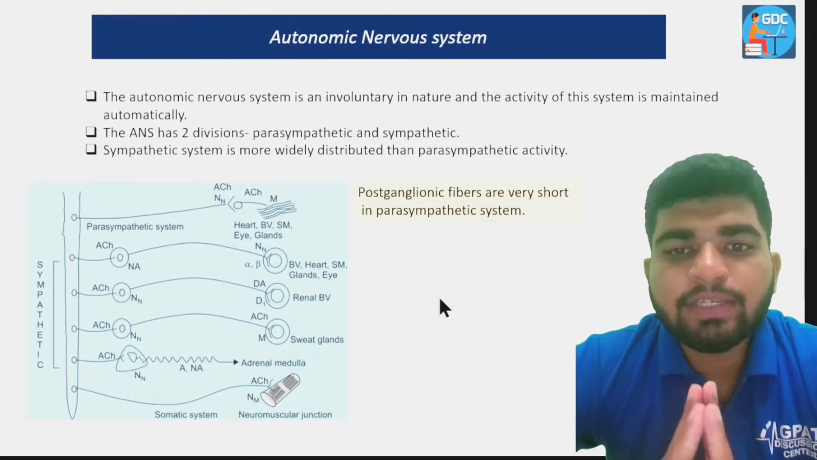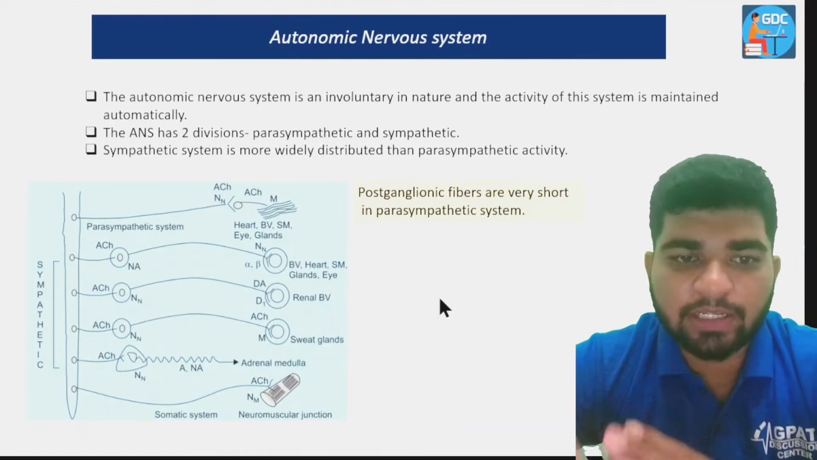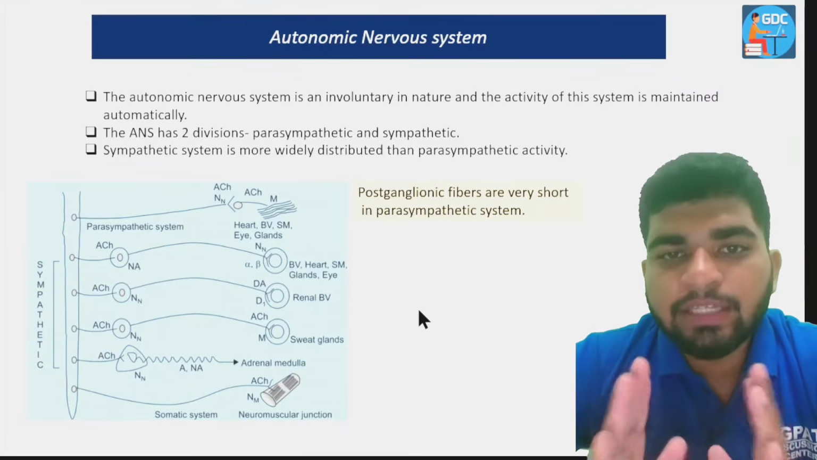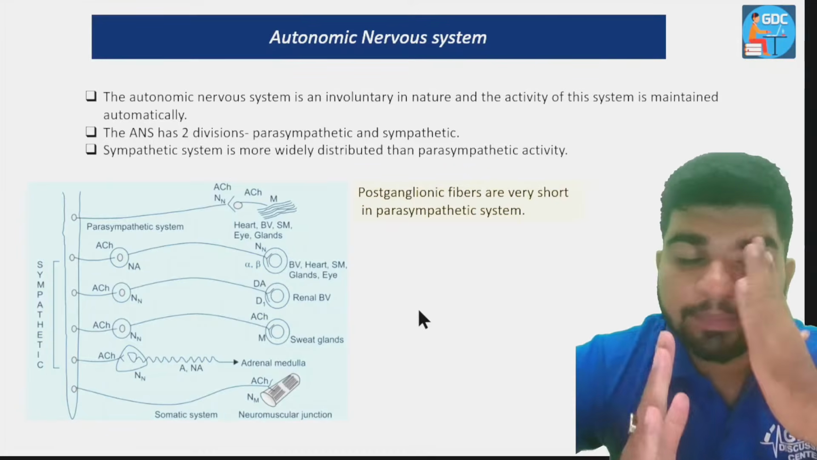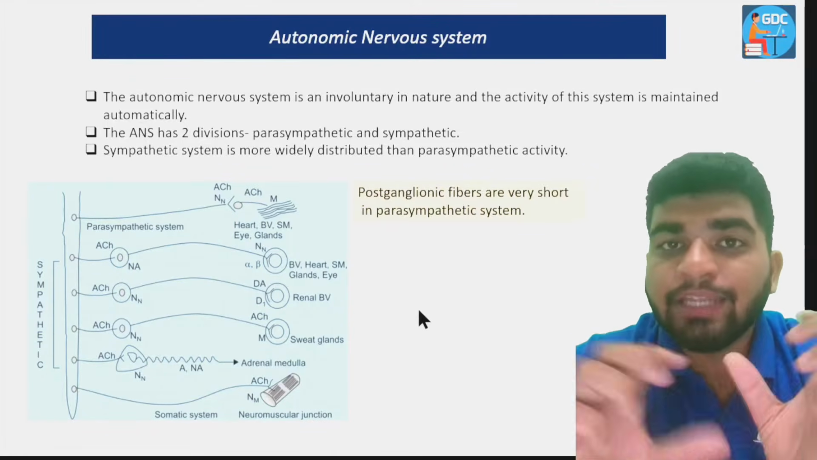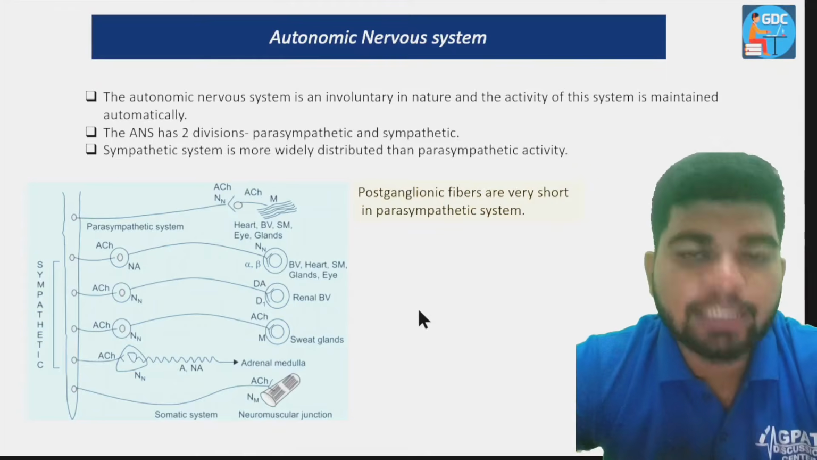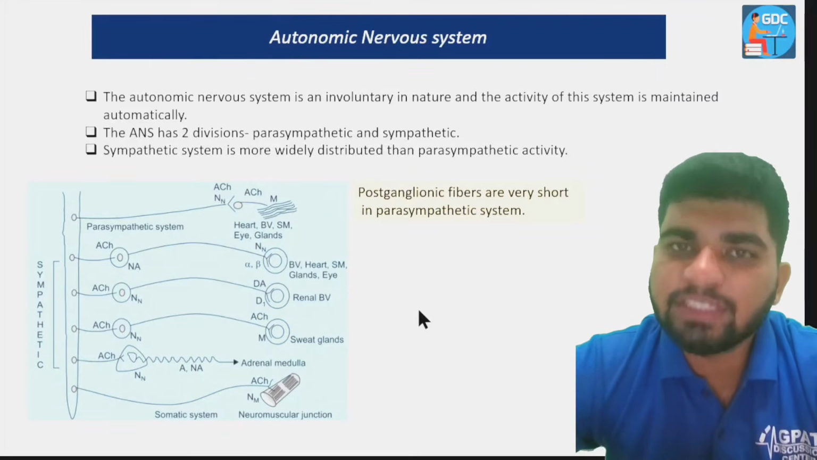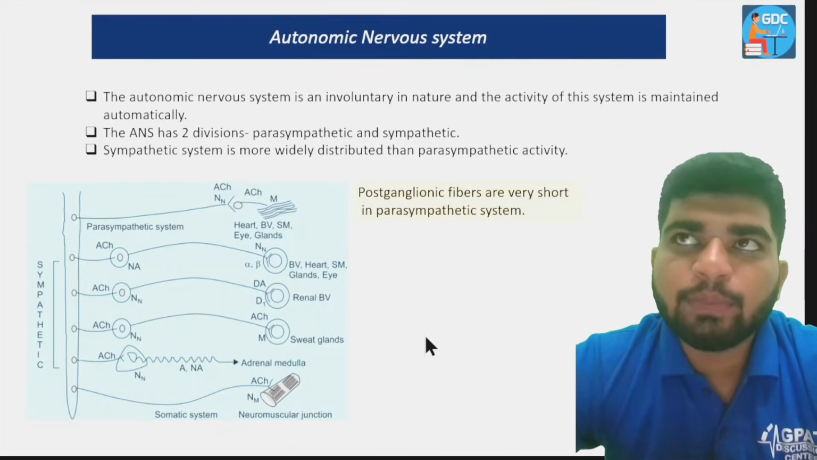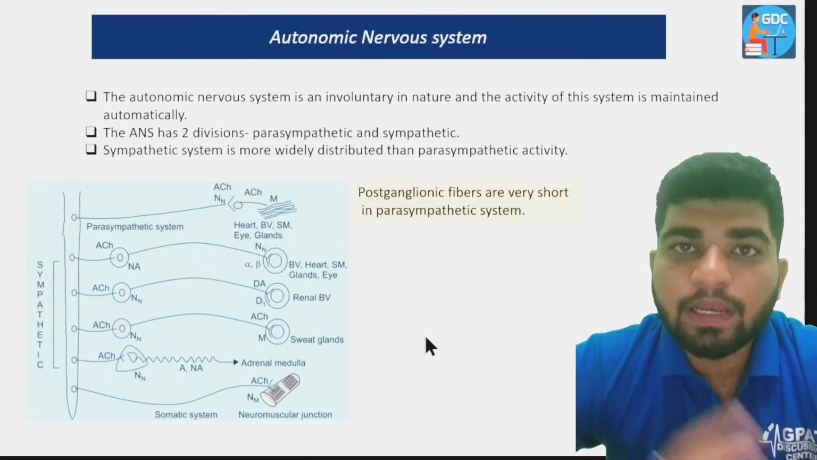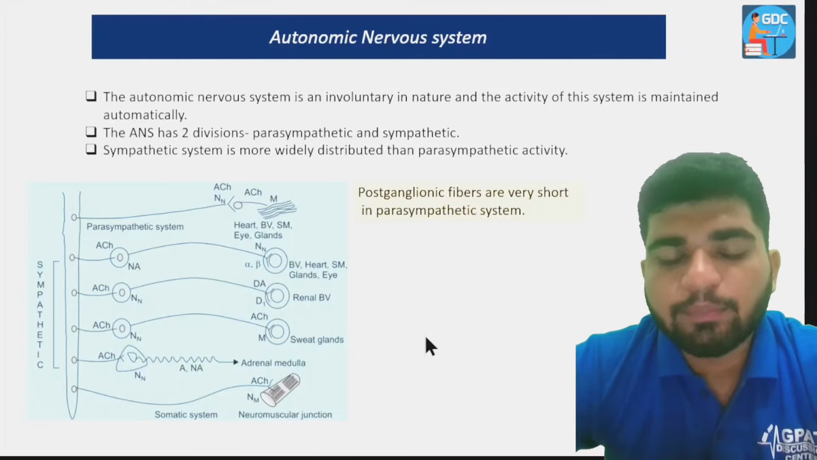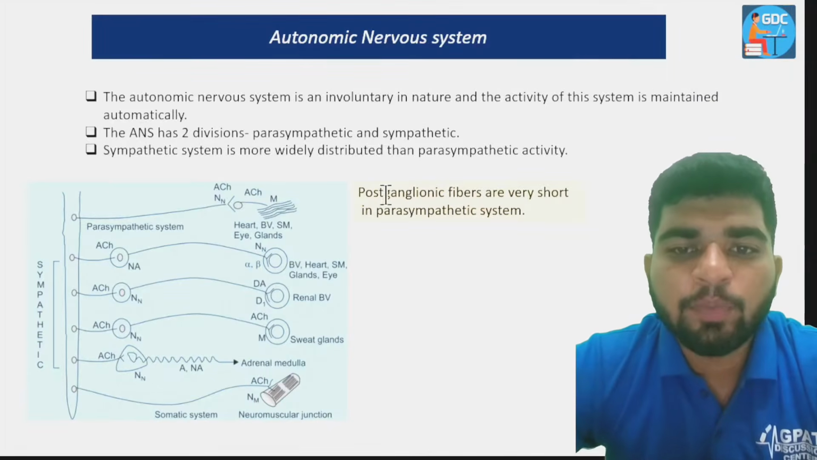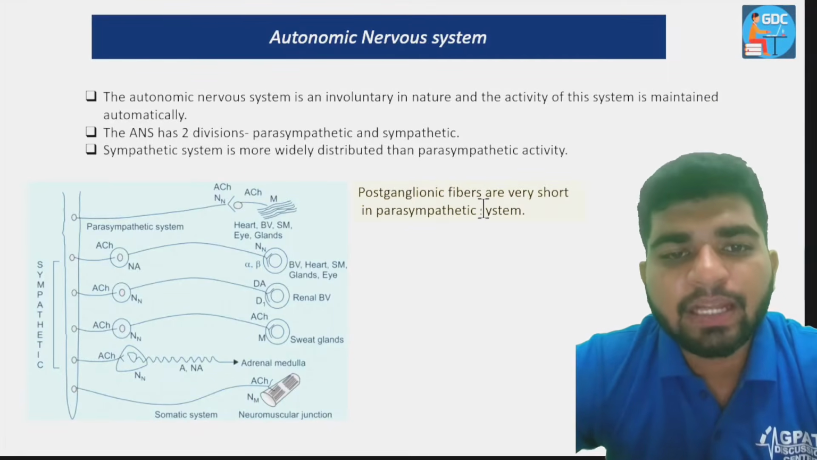There are some ganglions, preganglions and postganglions, and in between there is a synapse. Everyone must know about that. But in both cases, whether in the parasympathetic system or the sympathetic system, the length of these fibers may vary. This comes in your exams and has been asked in your exams previously also. One question I remember is, what is the length of the postganglionic fibers in the parasympathetic condition? The answer is that postganglionic fibers are very short in the parasympathetic system.